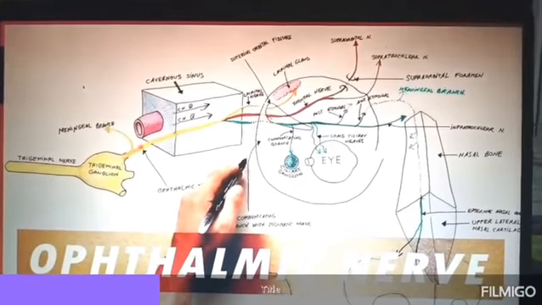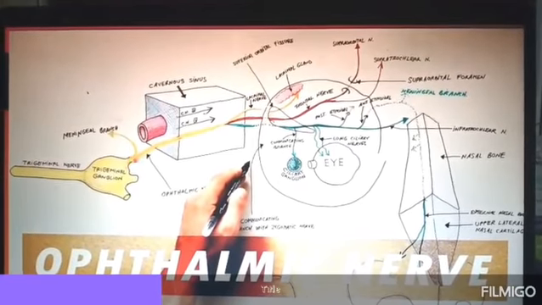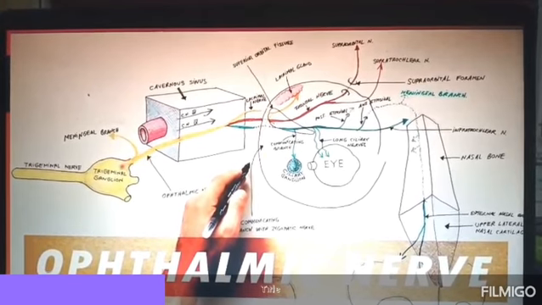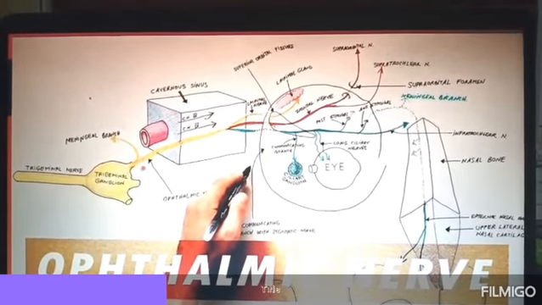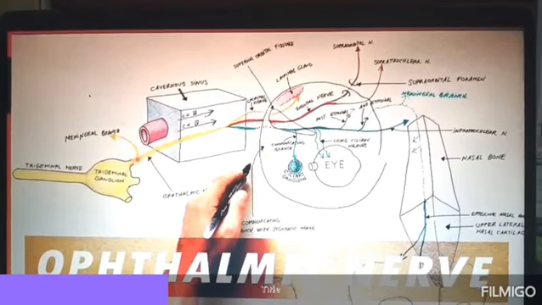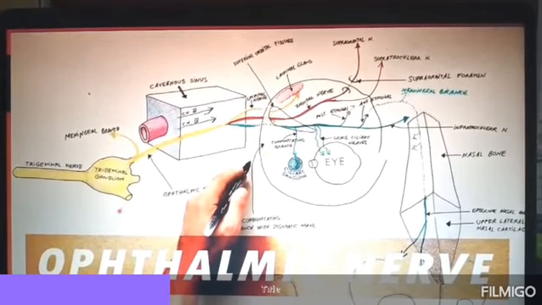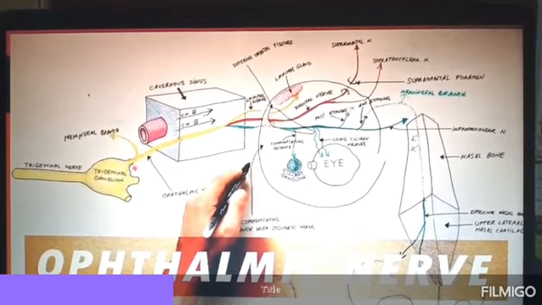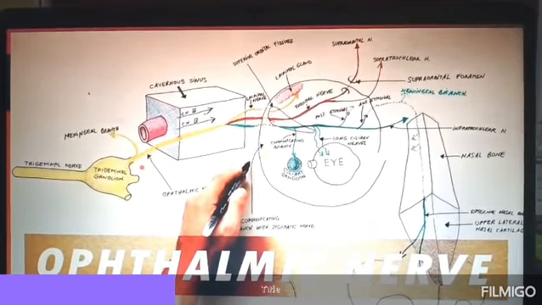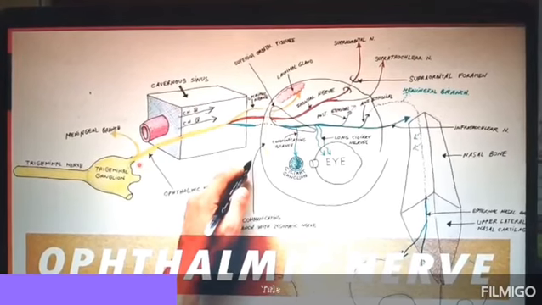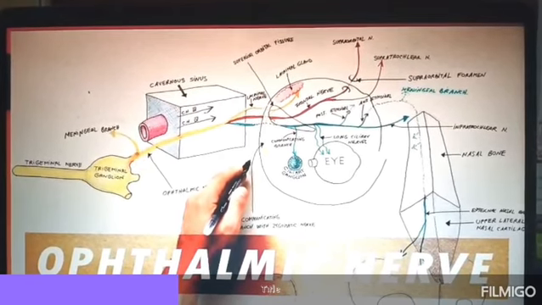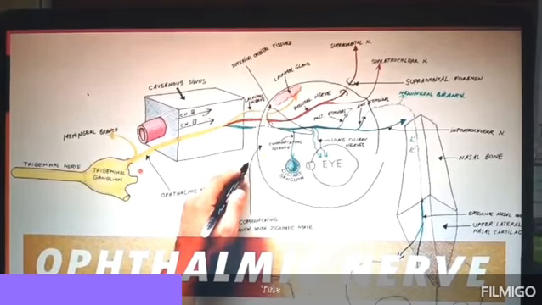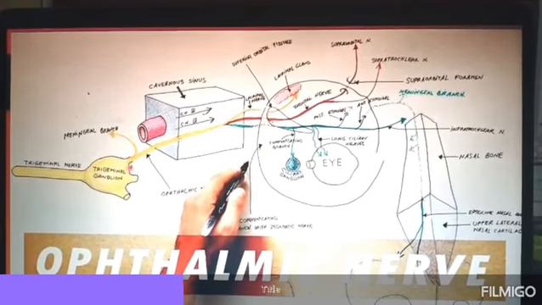Along its course, first of all, it gives a meningeal branch, that is the branch to the dura mater, which is known as the nervus tentorii. All these three divisions give branches to the dura mater. As I have told you earlier, the trigeminal nerve supplies an extensive portion of the dura. So the branch given by the ophthalmic division to the dura mater is the nervus tentorii.